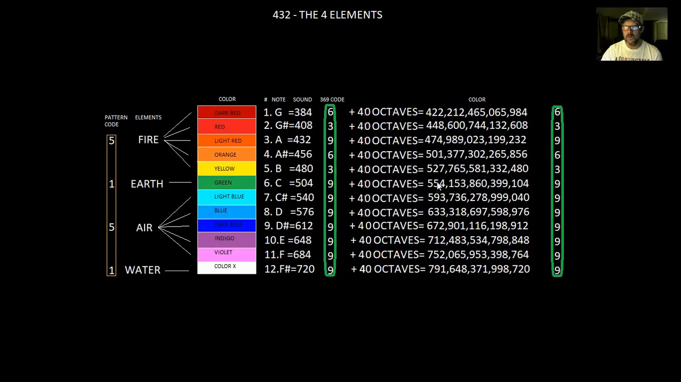numerical number, looks like 12-digit number. No, 15-digit number. 15-digit number is exclusively pointing to Earth or green. So green C, yellow B. B is fire. Fire, fire, fire, fire. Earth.